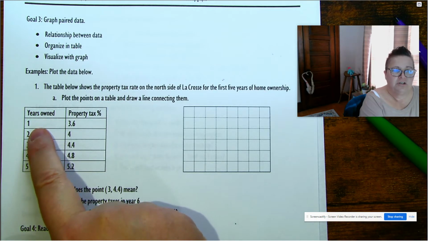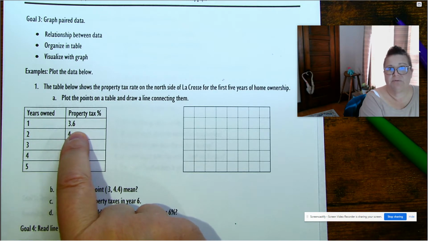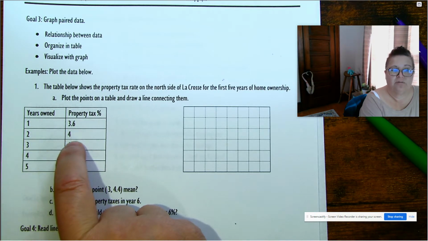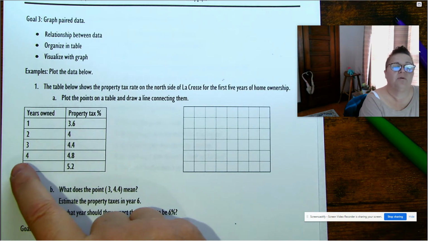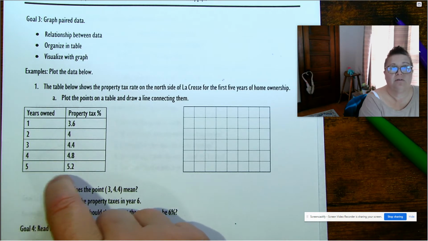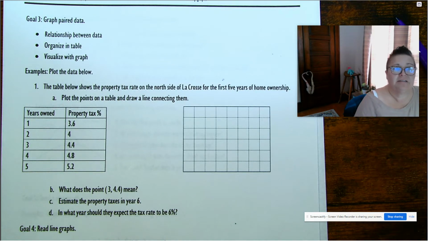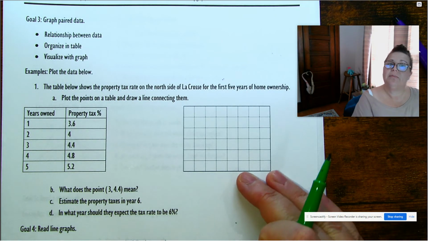So in the first year that the home was owned, the property tax was at 3.6%. The second year property tax was at 4%, the third year at 4.4%, the fourth year at 4.8%, the fifth year at 5.2%. Now, if you own property in La Crosse, you probably recognize that our property taxes are considered to be high and that they keep rising.